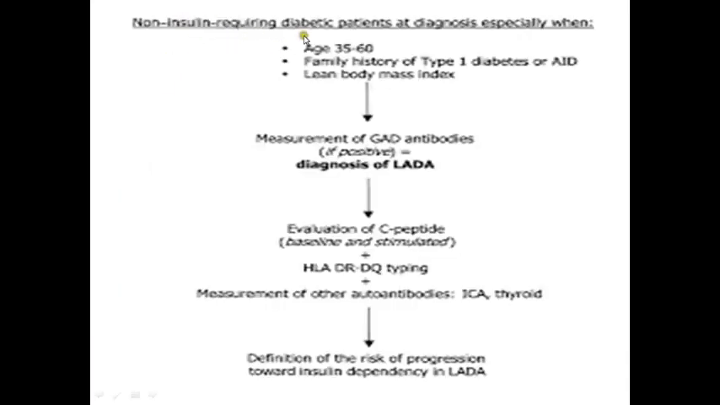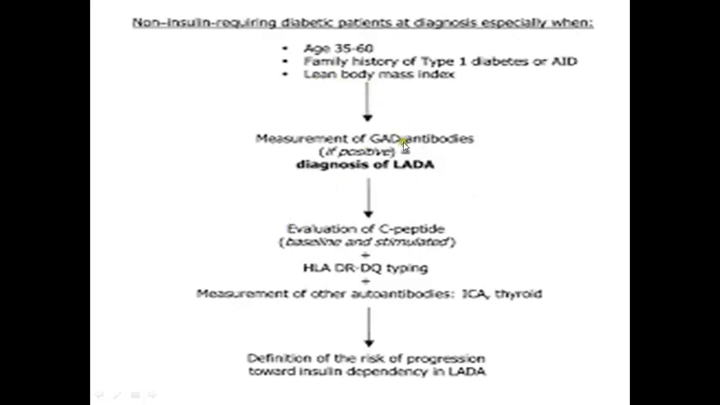So they are non-insulin requiring diabetic patients at diagnosis. Okay? They don't require insulin at the diagnosis. Their age is between 35 to 60. They have a strong family history of type 1 diabetes. They will be lean. That is very important to know. Type 2 diabetics are usually fat and have insulin resistance. These are thin, lean people.